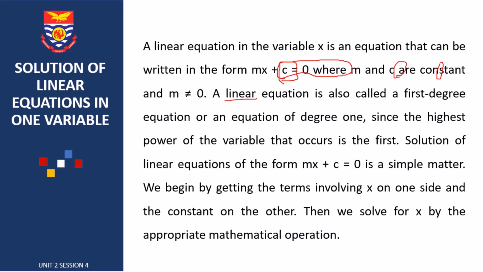The linear equation is called a first degree equation or an equation of degree 1. This is because the highest power of the variable, in this case x, that occurs is the first; the highest power of the variable x is 1. x is raised to the power 1. Any number to the exponent 1 is the number itself.